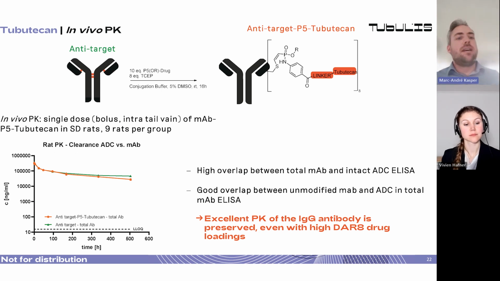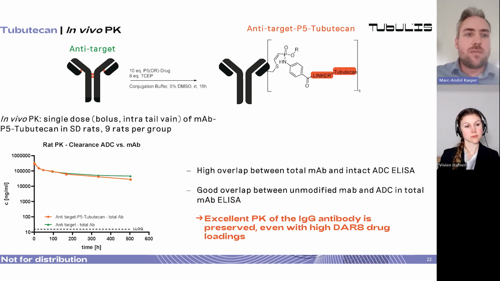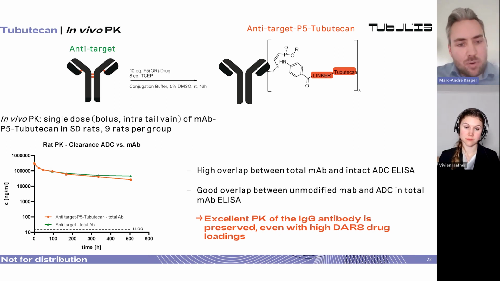So here we injected rats either with the unconjugated antibody in green or with the ADC, and we see the pharmacokinetic profile. So the clearance from the rats in vivo is very, very similar. So we do not change the great properties of an antibody via the conjugation.